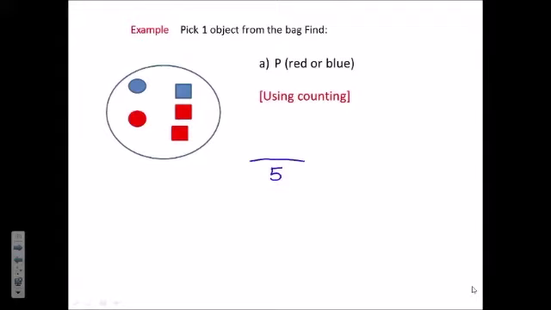We can look at each object and see if it's red or blue. Is this object red or blue? Yes, it's blue. Is this object red or blue? Yes, it's blue. Is this red or blue? Yes, it's red. Is this red or blue? Yes, it's red. Is this red or blue? Yes, it's red. They're all red or blue. Therefore, the probability of picking red or blue is 1. It's a certainty. It has to happen. If you pick one object from the bag, it has to be red or blue.